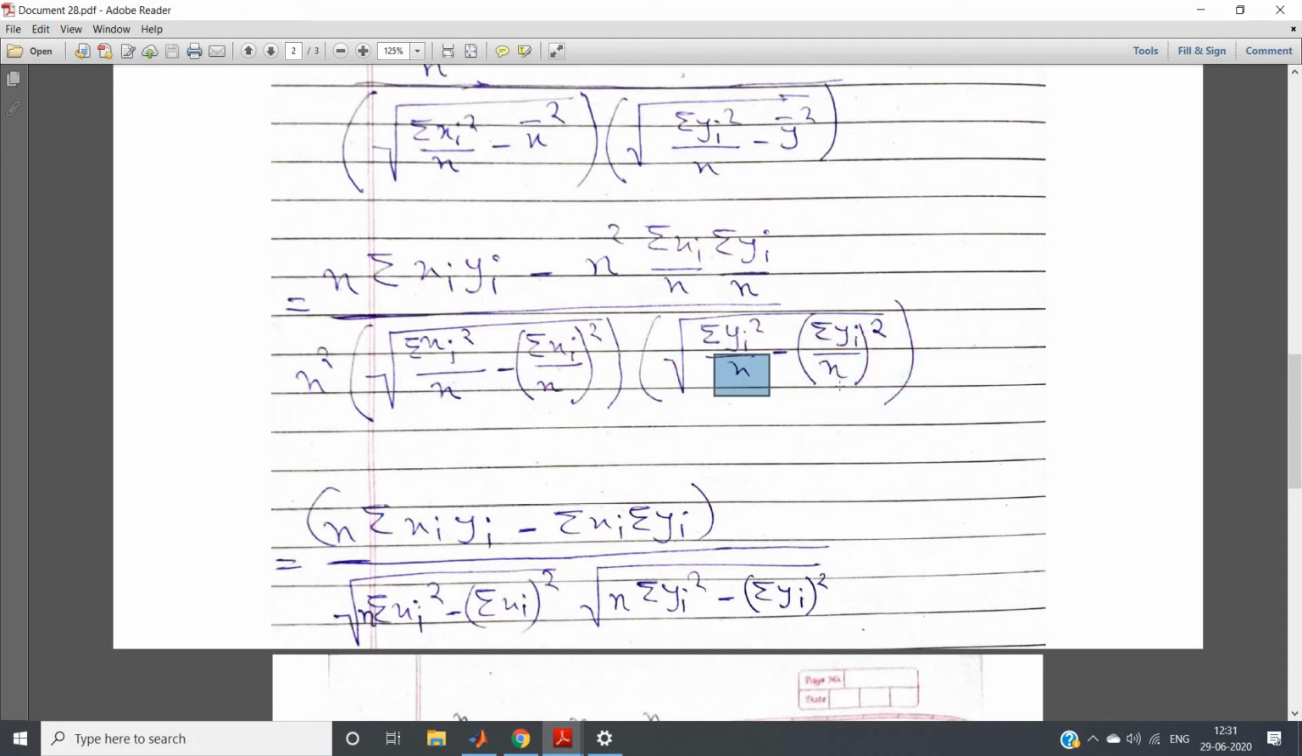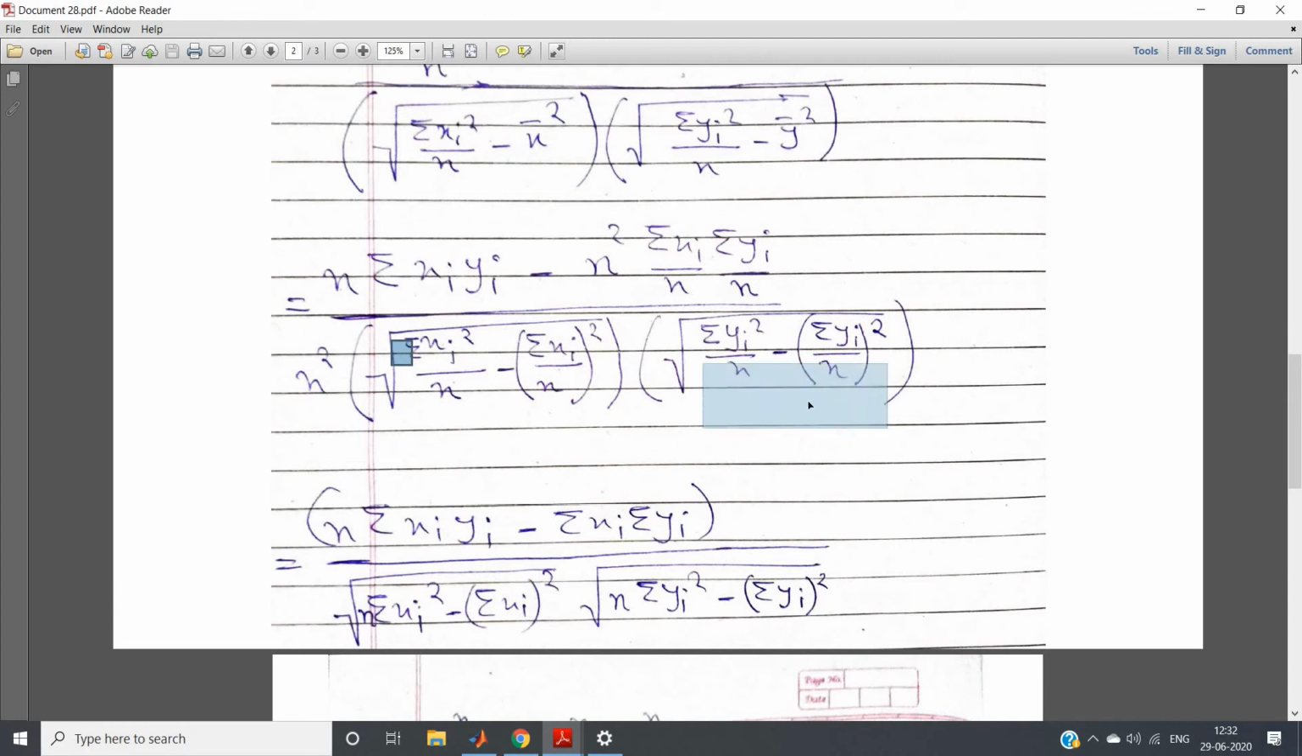Similarly, this is n and this is n square. So basically n square will be remaining after taking LCM in the denominator of this term, right? If you take LCM, one n will come, so you will be getting n root over of n summation over xi square minus summation over xi whole square, and here root over of n summation over yi square minus summation over yi whole square.